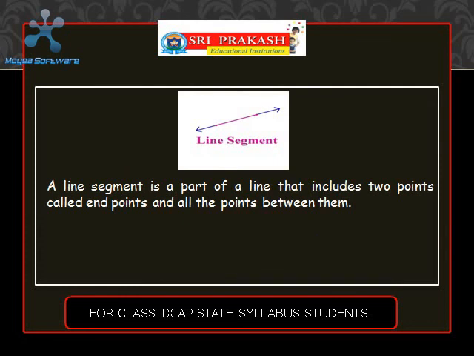Now, what is a line segment? A line segment is a part of a line that includes 2 points called endpoints and all the points between them.